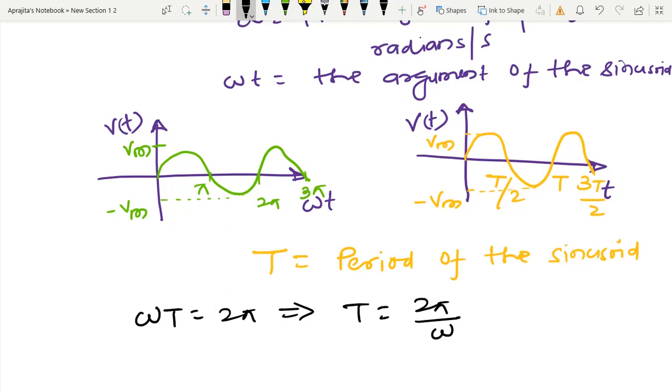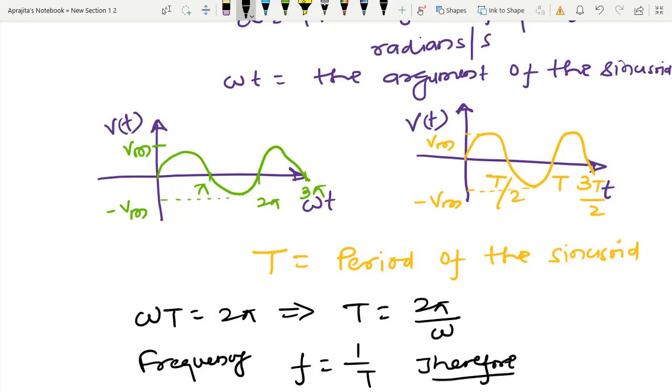We also know the frequency is the inverse of the time period, so I can write f equal to 1 by T. Therefore one can express this particular thing like this also, that is f equal to omega by 2 pi.